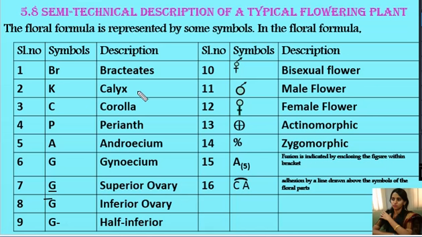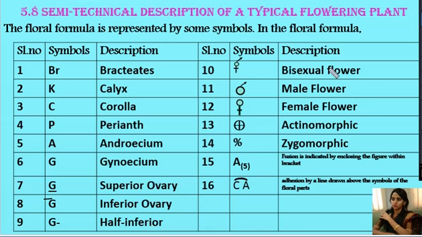Symbol K is used to describe the calyx. C is used to write about the corolla. P represents perianth. A represents androecium. G represents gynoecium. G with an underline represents the superior ovary. While describing the various types of flowers such as hypogynous, perigynous and epigynous flowers, I explained what a superior ovary is. When a line is put above the G, it represents the inferior ovary, and G with the line in the middle represents a half inferior ovary.